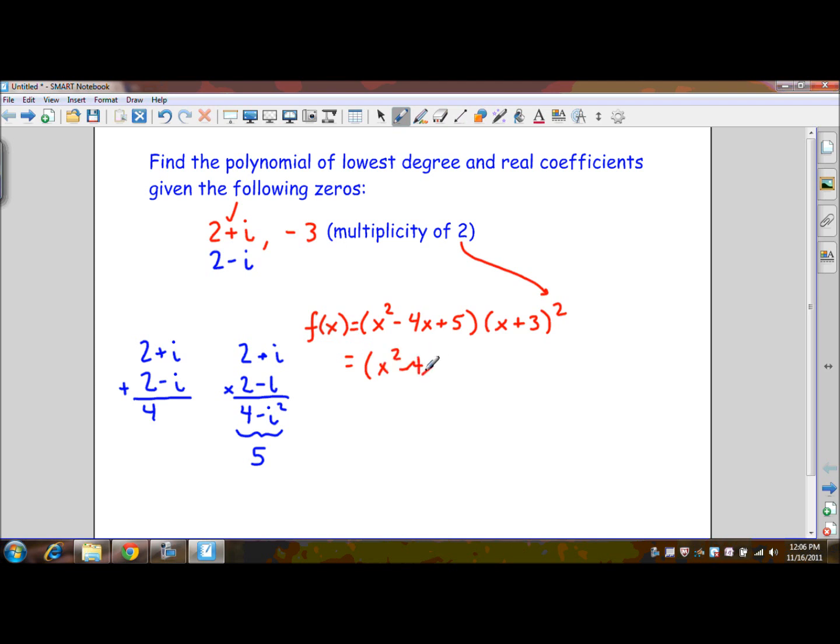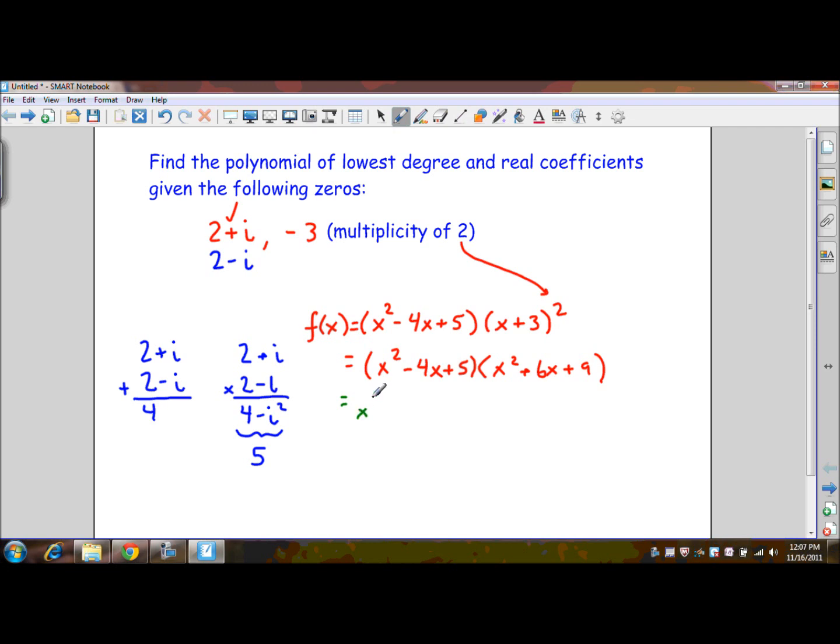But if they want you to multiply it out, unfortunately, you've got to do that, which can be a little painful. So if you were asked to multiply it out, I would leave the first polynomial alone initially. So x squared minus 4x plus 5. And I'm going to FOIL the x plus 3 squared. So x squared plus 6x plus 9. Please don't say that that's just x squared plus 9. That would be wrong, so please don't do that.